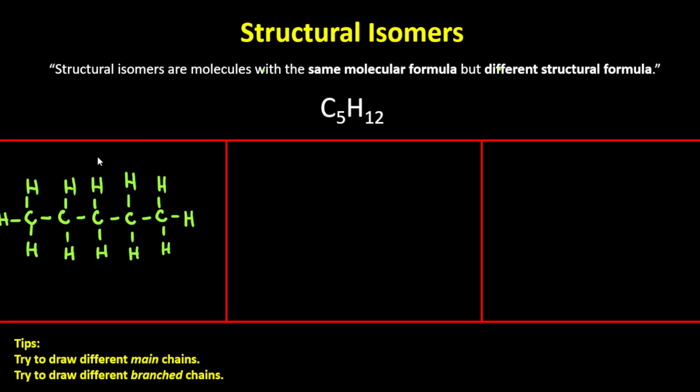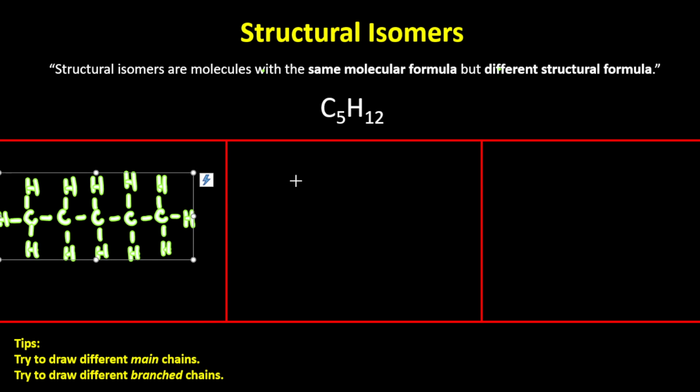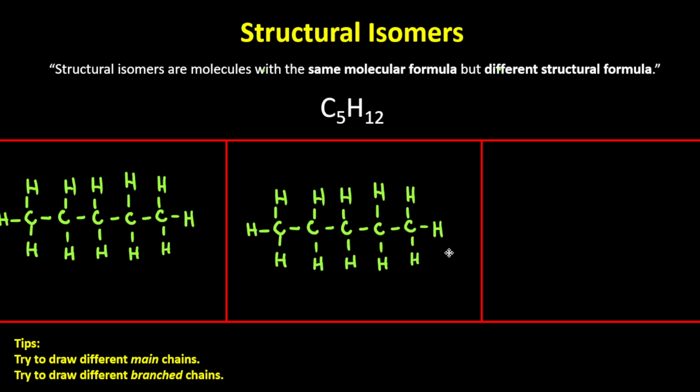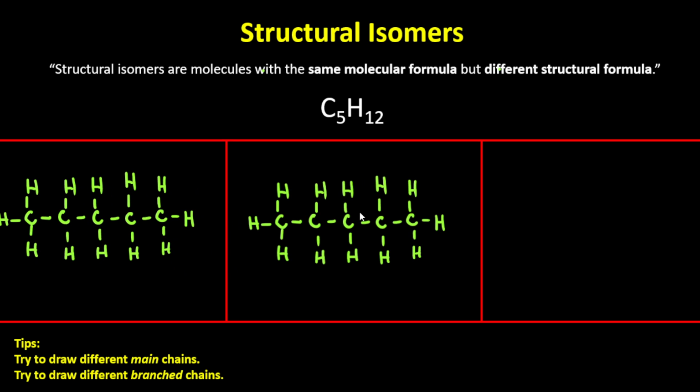So I'm going to just take this and I'm going to try to draw a different structure. So what I can do is have a shorter chain or a longer chain. Right now I will try to have a shorter carbon chain. How can I do it? 1, 2, 3, 4, 5. I'm going to pull this here and drag it somewhere else. Okay? So I'll have H. And instead of that, I will put this CH3 here.